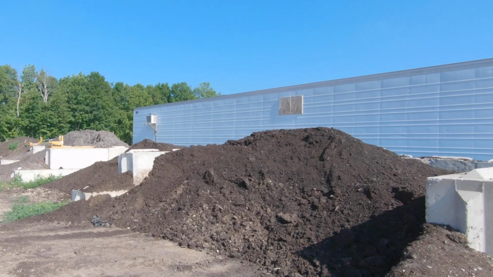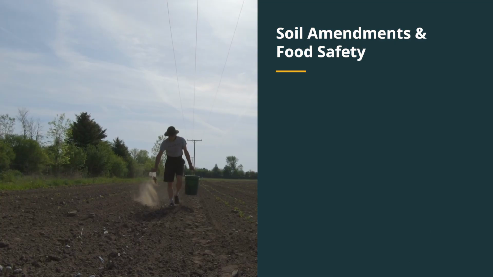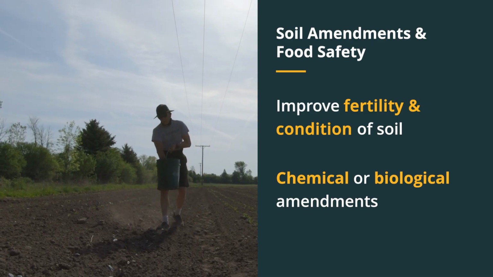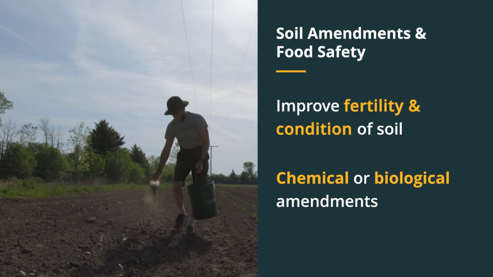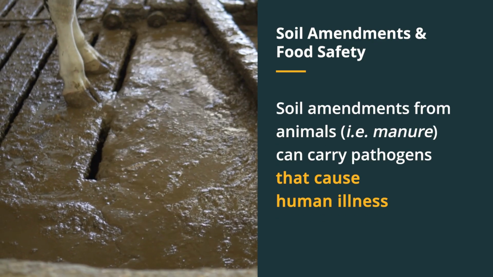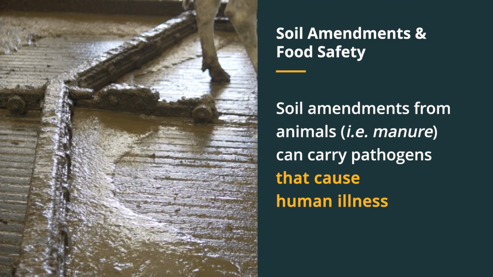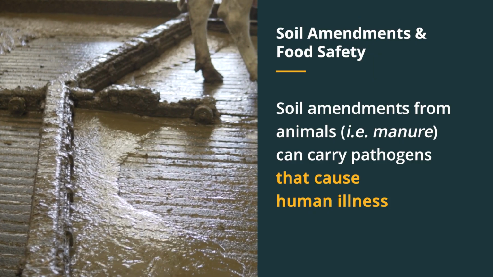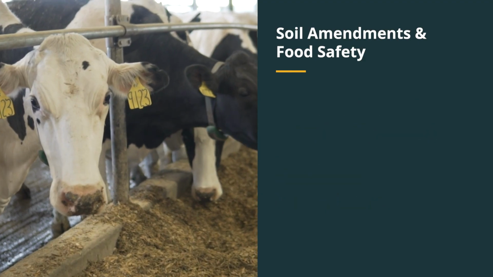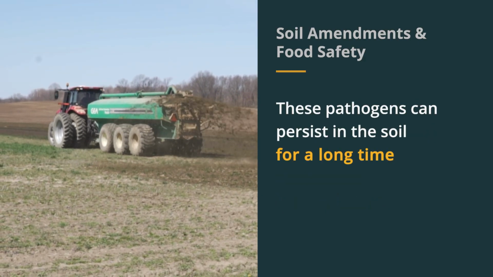Why are soil amendments an important consideration for food safety? Soil amendments are used to improve the fertility and condition of the soil. Some are chemical, like granular fertilizer. Some are biological, like manure and compost. Soil amendments from animals, such as manure, can carry pathogens that can cause human illness if they are ingested. All manure has the potential to contain pathogens, regardless of the health of the animal. These pathogens can persist in the soil for a long time, depending on a number of factors.